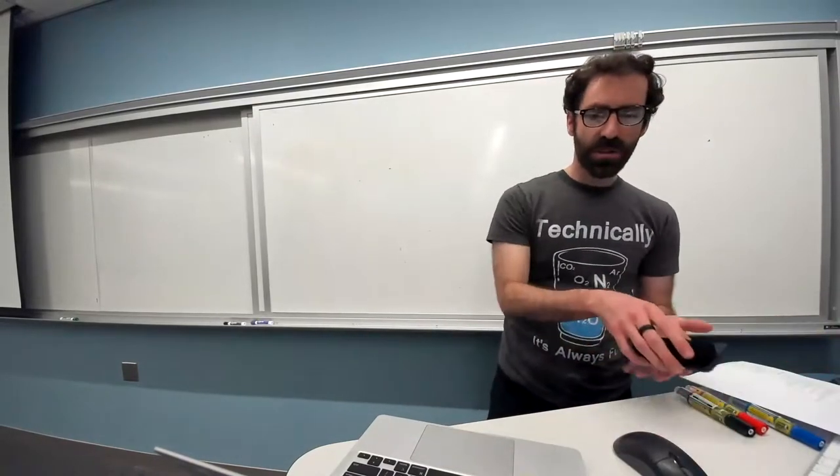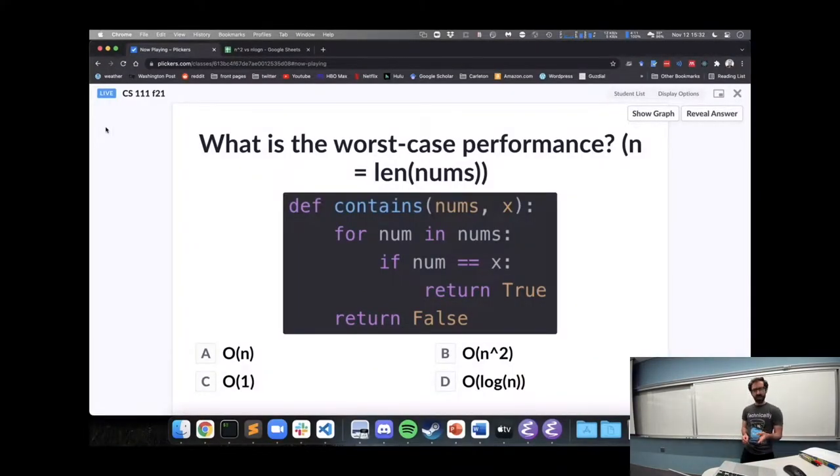All right, let's practice our analysis skills that we were working on last time. We talked about how this contains function would be big O of n. And these different expressions of how efficient an algorithm is have names. So big O of n is called linear: for every amount that we make our input bigger, the algorithm takes an equivalent amount of additional work.